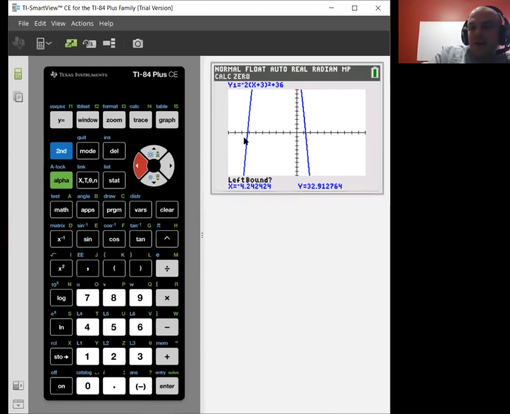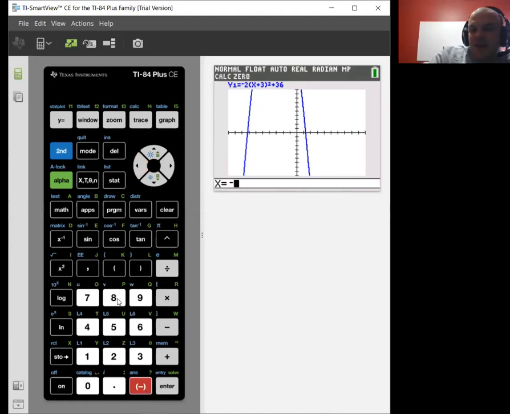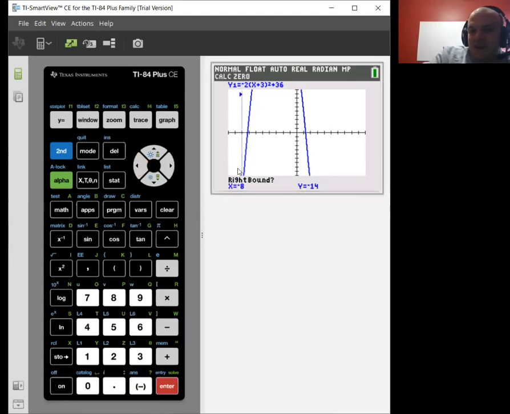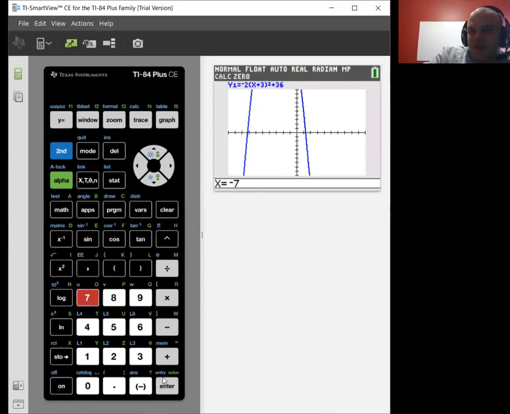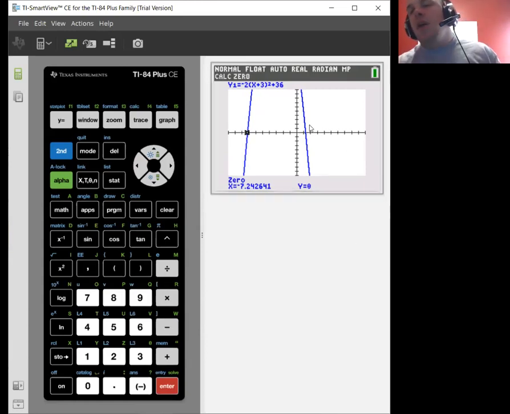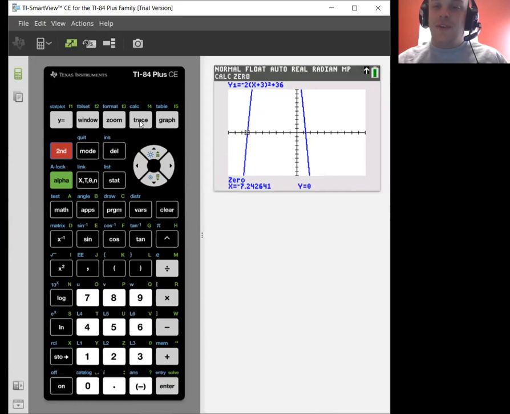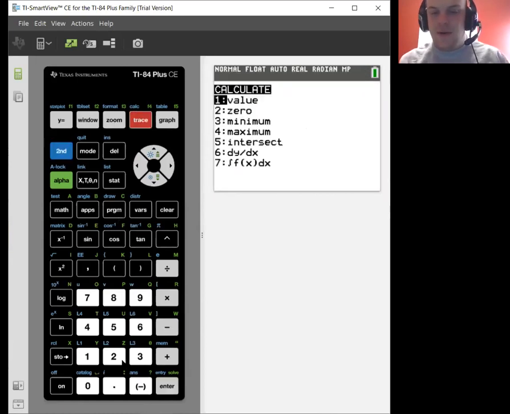I'm only at -4. We notice this is between -8 and -7, so I can go -8. Oh, look, that sets up my left bound. And then I could type -7. You can set up your right bound. And it'll tell you your answer, which was at 7.24, which is what we got in the question. We could then find this other one, and I want to show you guys how long this really would take if I press the arrow. Well, let's redo that. Second, calculate, 0.